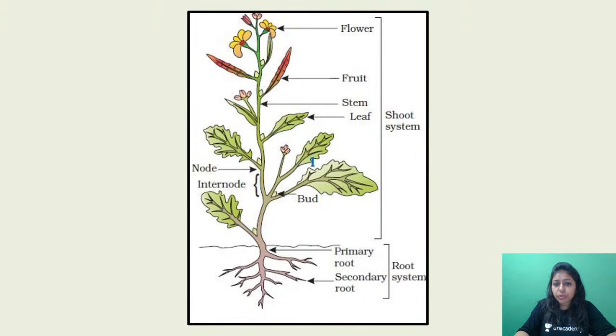As I showed you the picture of the shoot and the root system, you can see clearly what parts are there in the shoot system. We have the flower, fruit, stem, leaf, buds, and nodes and internodes, which are parts of the stem. And in the root system, we have the primary root and secondary roots, which can be called lateral roots. You can look at the diagram and see how the shoot system and root system differ.